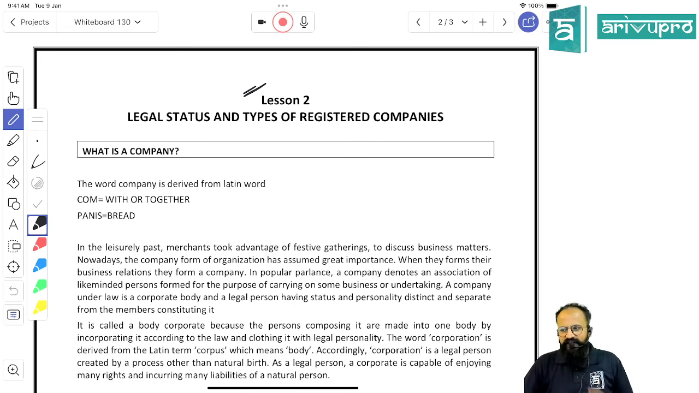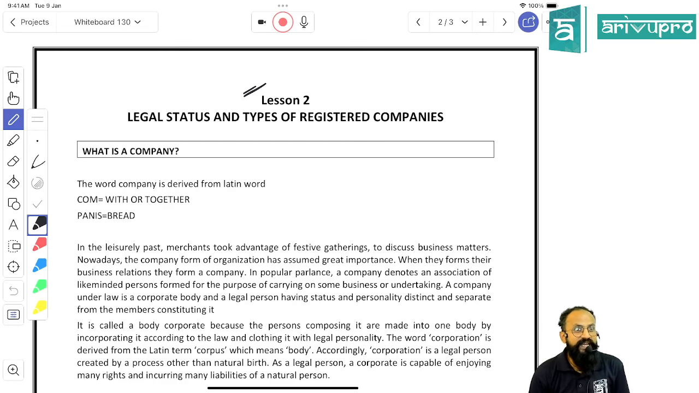Before I start, you tell me, what do you guys know about the company? What is a company according to you? What is the nature of a company? What are the characteristics of a company? It's an artificial person. Okay, what do you mean by artificial person? It does not have life. Okay. It is created by the law. Okay. What other characteristics of a company do you know?